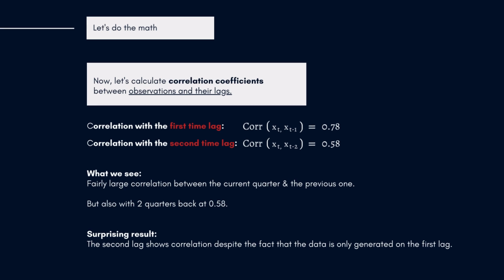We see that the correlation with the first time lag is 0.78, and the correlation with the second time lag stands at 0.58. We see that there is a fairly large correlation between the current quarter and the previous one, but also with 2 quarters back at 0.58. The surprising result is that the second lag shows correlation despite the fact that the data is only generated on the first lag.